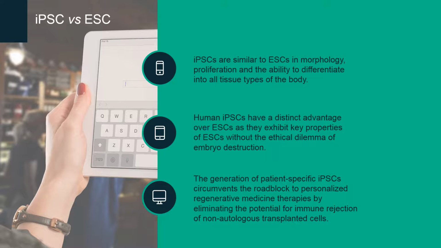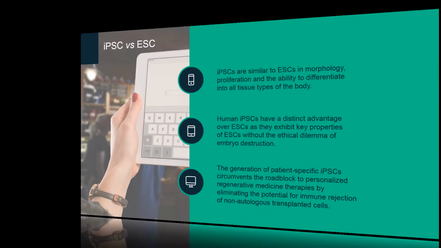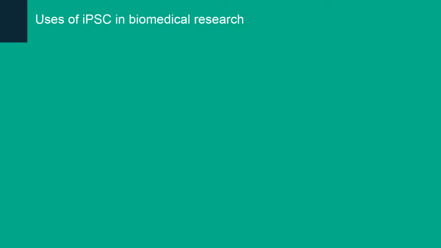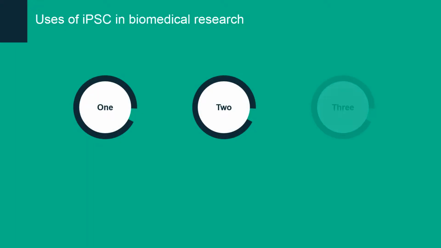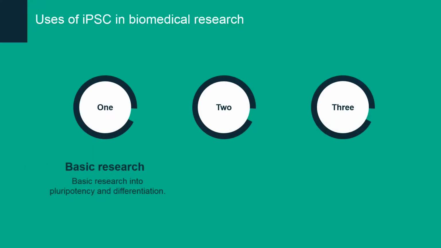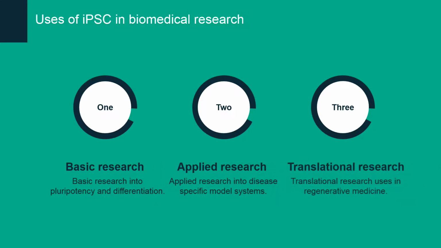The generation of patient-specific iPS cells circumvents an important roadblock to personalized regenerative medicine therapies by eliminating the potential for immune rejection of non-autologous transplanted cells. The application of iPSCs in biomedical research mainly includes basic research into pluripotency and differentiation, applied research into disease-specific model systems and translational research used in regenerative medicine.